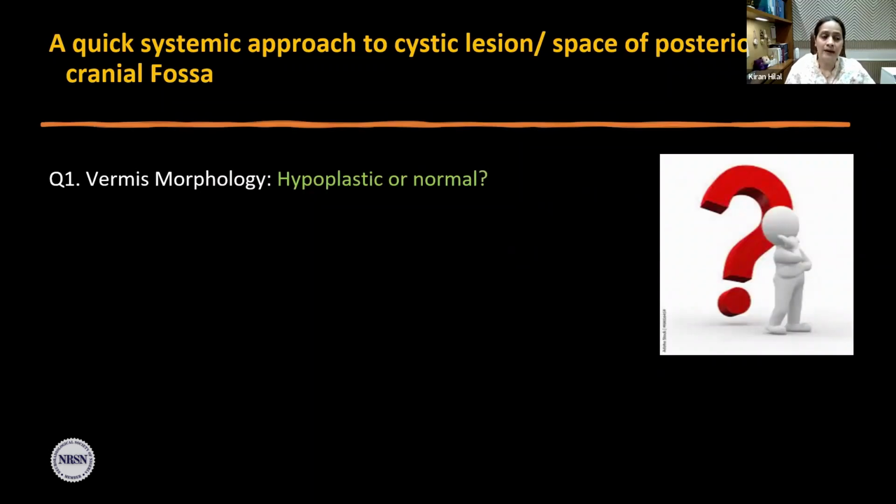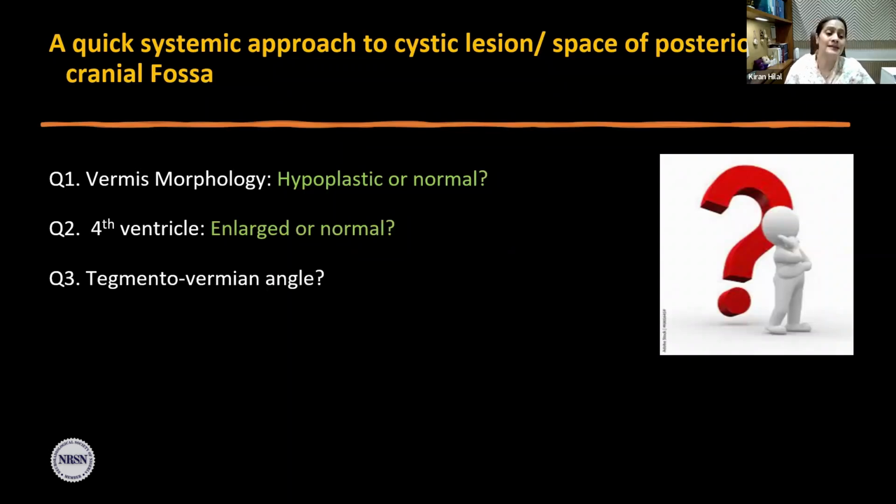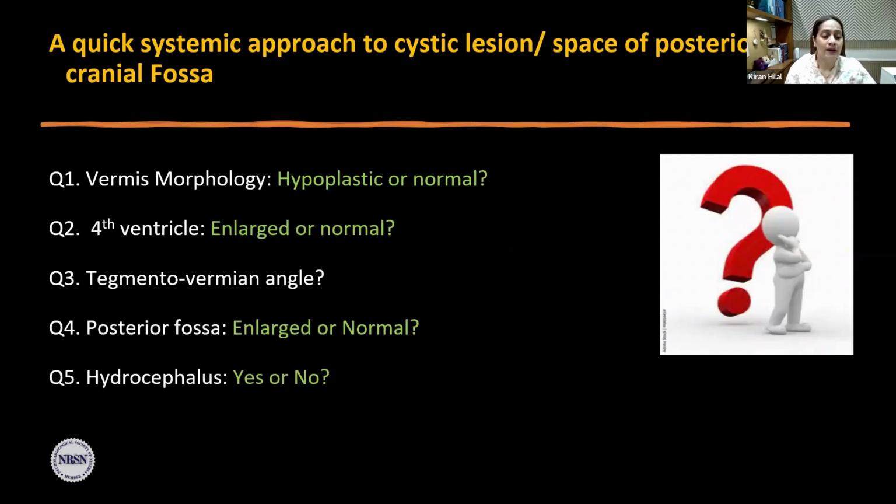Question number 1: what is the vermis morphology? Is it hypoplastic or not normal? My second question: is the fourth ventricle enlarged, and is it normal in location or not? My third question is the tegmento-vermian angle. Is it normal, 0, or not? What is the size of the posterior cranial fossa? Is it enlarged or normal? Then I look for whether hydrocephalus is present or not. The last question is whether occipital bone scalloping is present or not. So these are the 6 checklist questions which I always use whenever I have a posterior cranial fossa cyst.